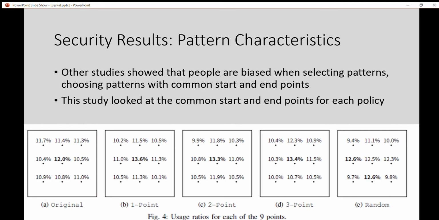In regards to security results, other studies have showed that people are biased when selecting patterns, choosing patterns with common start and end points. This study specifically looked at the common start and end points for each policy.